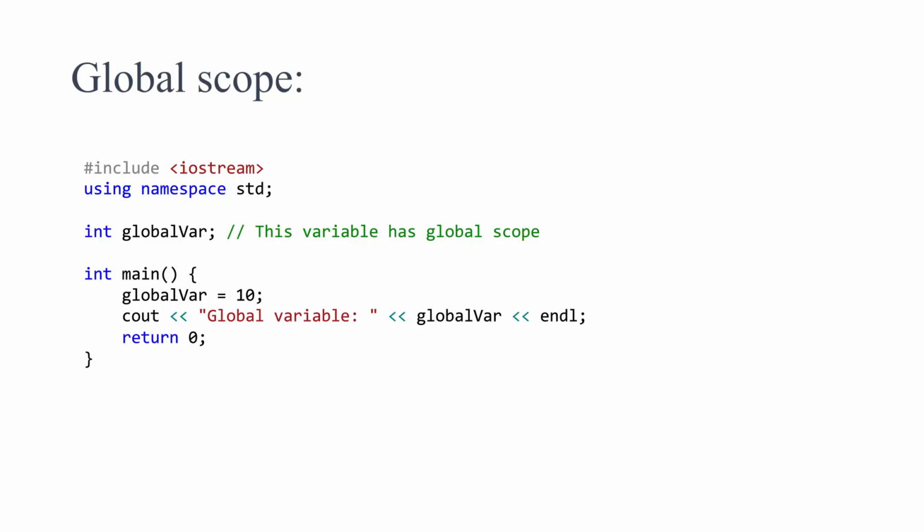In this code, a global variable, global_var, is declared outside the main function, which means it has a global scope. It can be accessed and modified from any part of the code after its declaration. The main function then assigns the value 10 to global_var and prints its value to the console using cout.